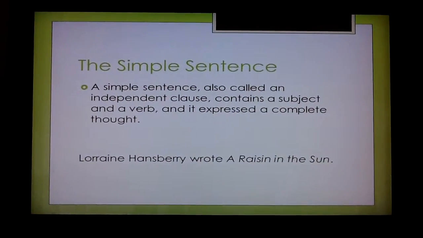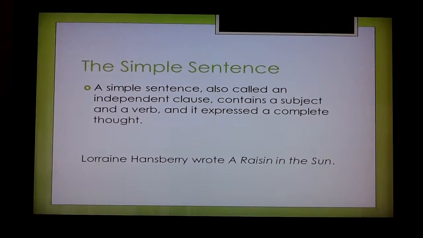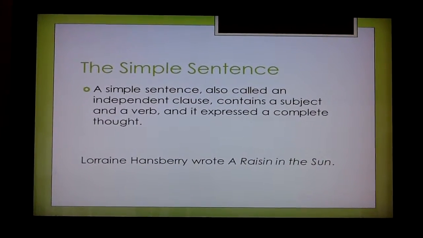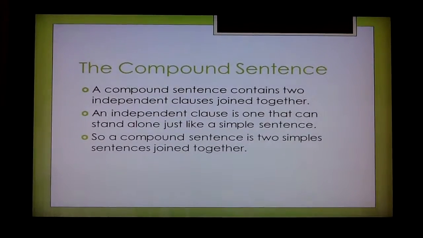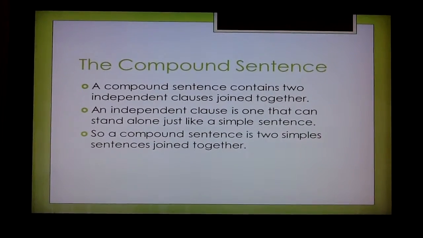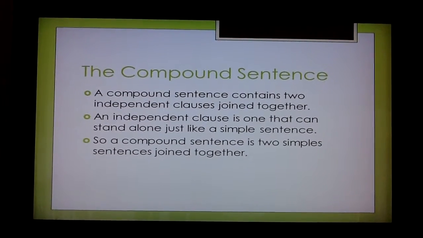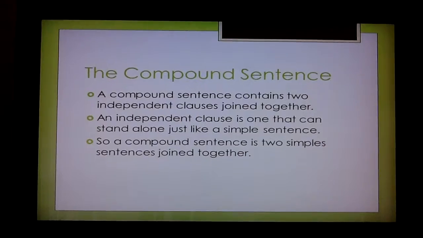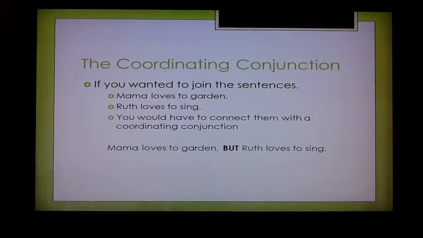a complete thought. An example that we have here is Lorraine Hansberry wrote A Raisin in the Sun. It completes one thought, and it's got a subject and a verb. A compound sentence is a sentence that contains two independent clauses put together. An independent clause is a clause that can stand alone, like a simple sentence. So a compound sentence is two simple sentences that we put together.